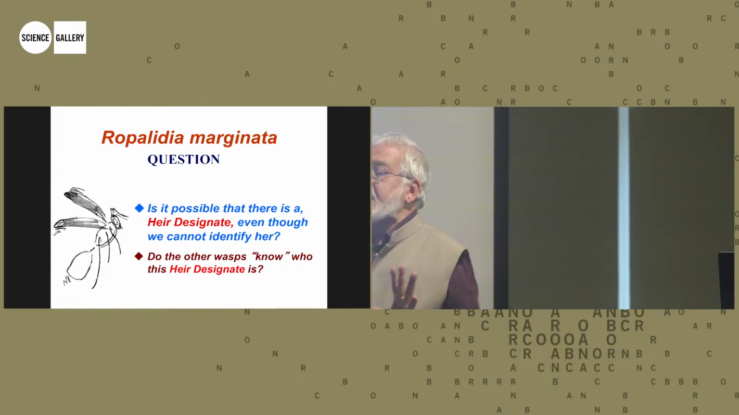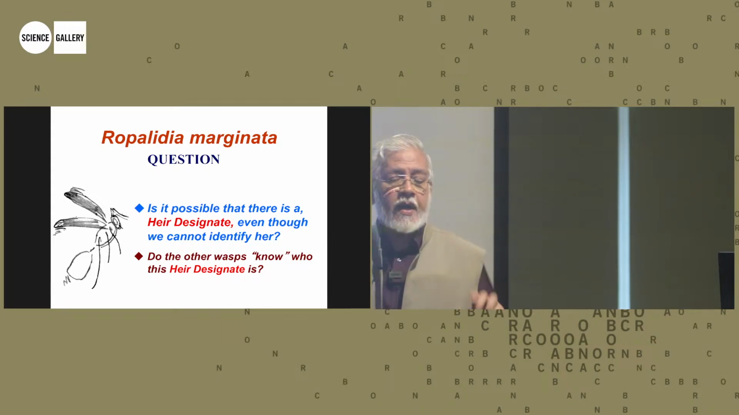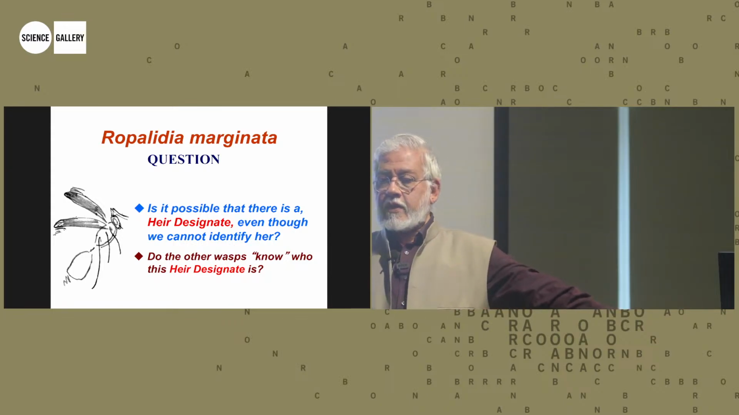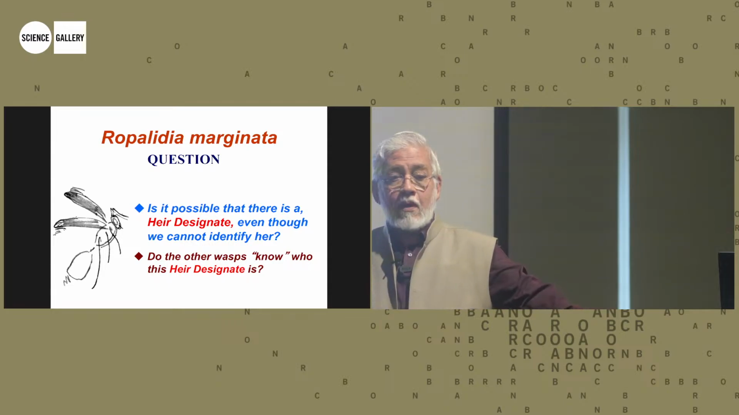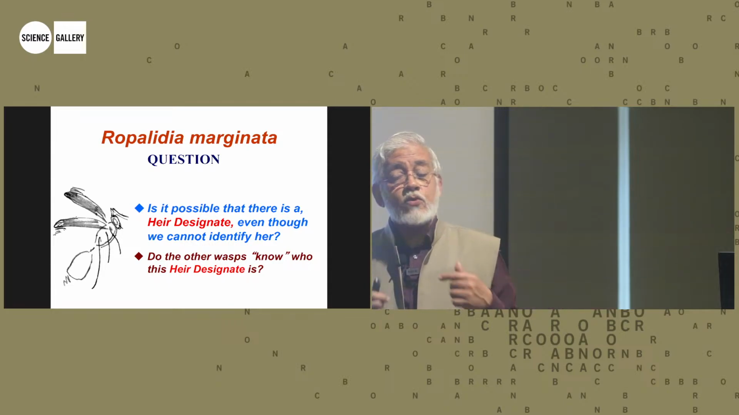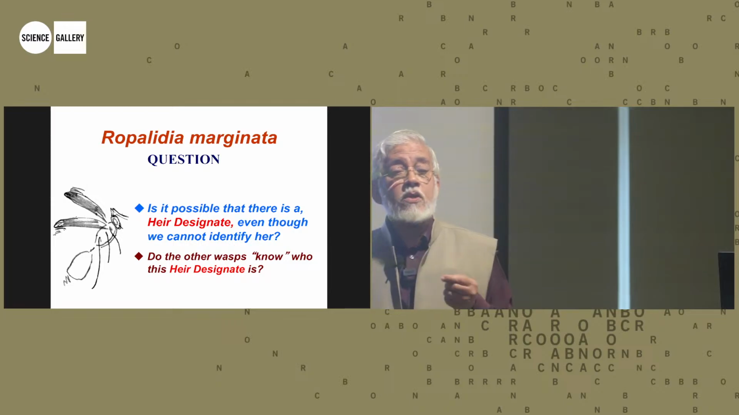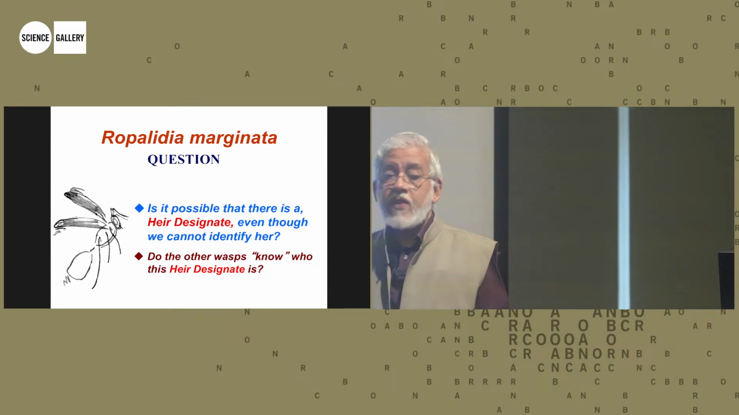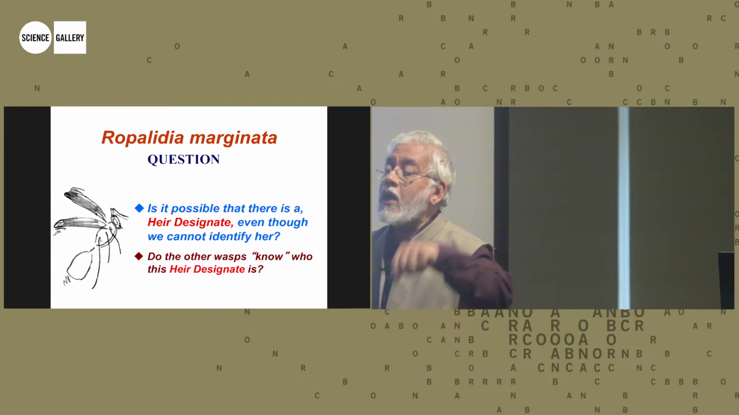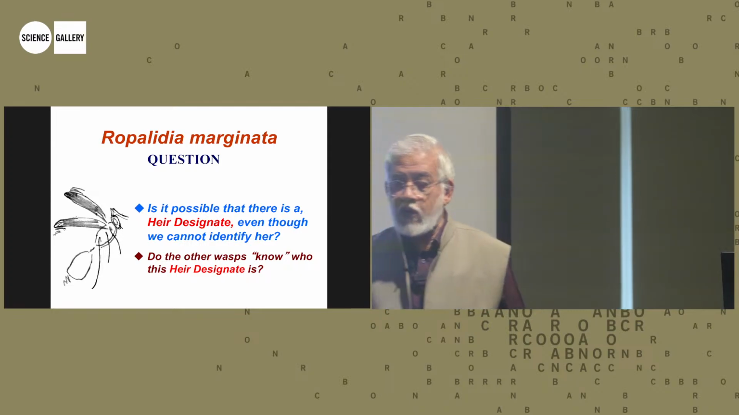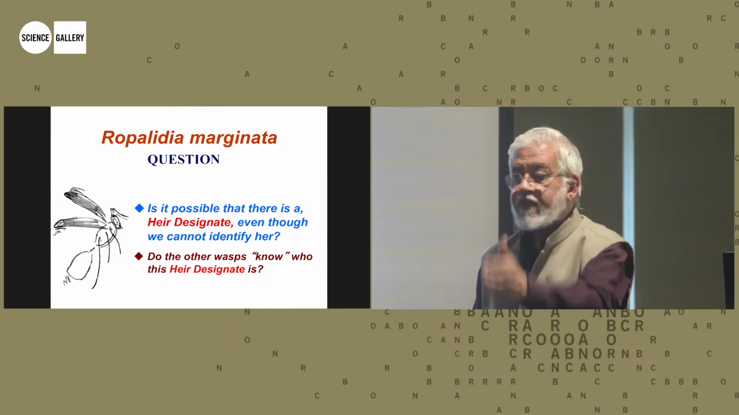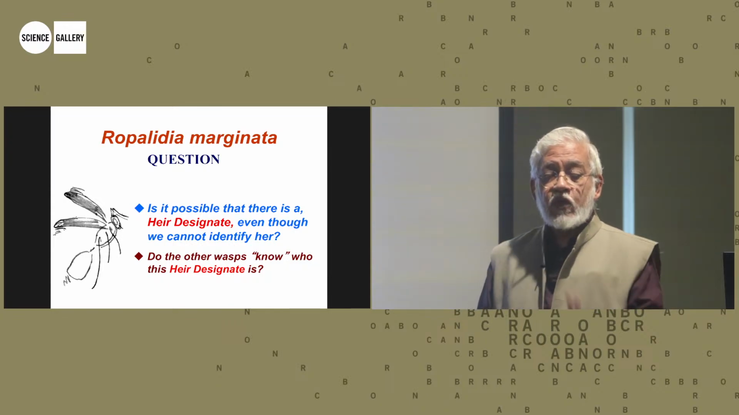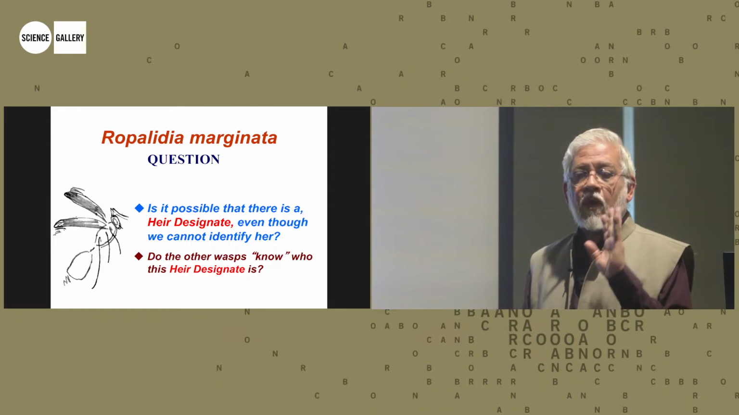The way we did this experiment is we said, let us assume that there is an heir designate. Let us assume that everybody knows except we. Now we will do an experiment and ask how would the wasps behave if there was an heir designate and if they all knew her identity? So the experiment was, you remember the experiment where we cut the nest in two parts and introduced the wire mesh? We used that experiment and we had the following idea.